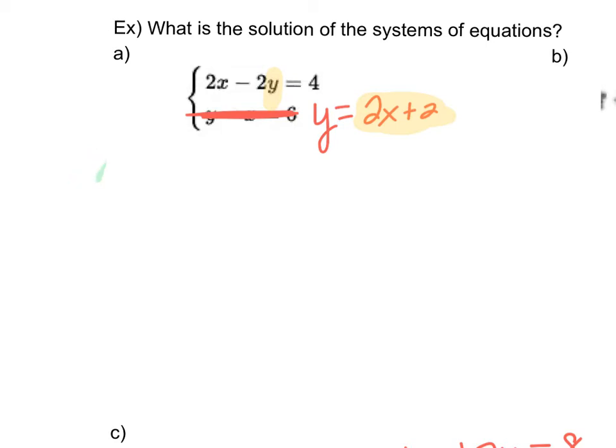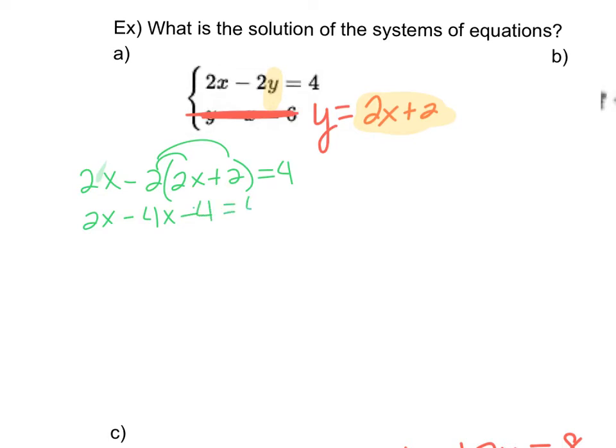So we still have 2x minus 2. But now we're going to have to do 2 times all of that we highlighted. So it'd be 2x plus 2 equals 4. Go ahead and use the distributive property. Make sure you realize you're distributing that negative 2. So that'd be negative 4x minus 4 equals 4.